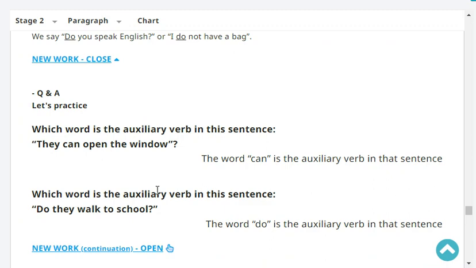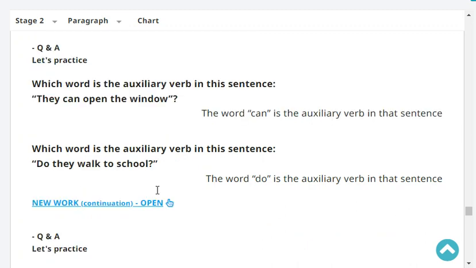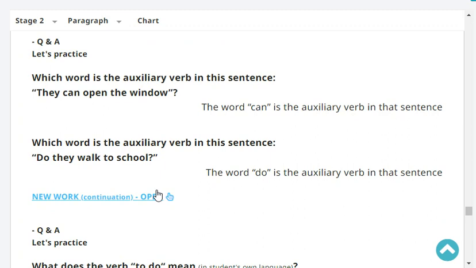Let's practice. Which word is the auxiliary verb in this sentence? They can open the window. The word can is the auxiliary verb in this sentence. Very good. Which word is the auxiliary verb in this sentence? Do they walk to school? The word do is the auxiliary verb in this sentence. Very good.